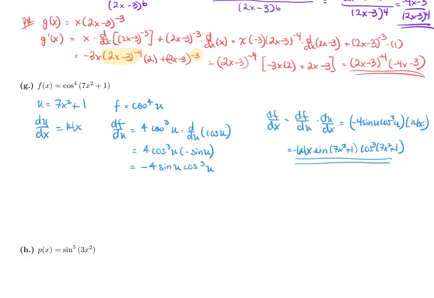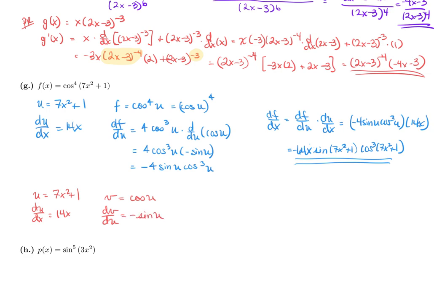The other way you could think about this one is if you don't like the idea of u substitution on just the cosine to the fourth of u, you could do another substitution. You could say if u is the inside, the 7x squared plus 1, then you could make v the cosine of u. So there's a whole host of ways we could rewrite this problem. If we let u equal 7x squared plus 1, du dx is still 14x. We could say then let v equal the cosine of u. Then dv du is negative sine u.